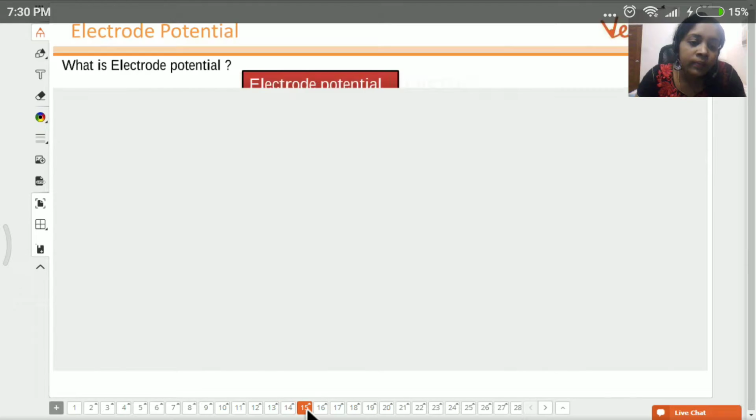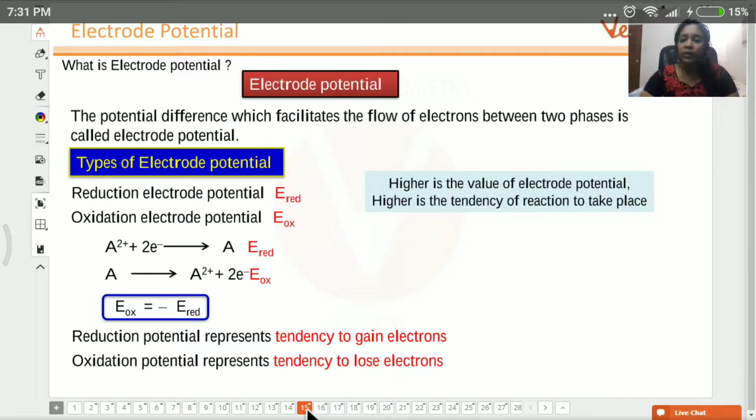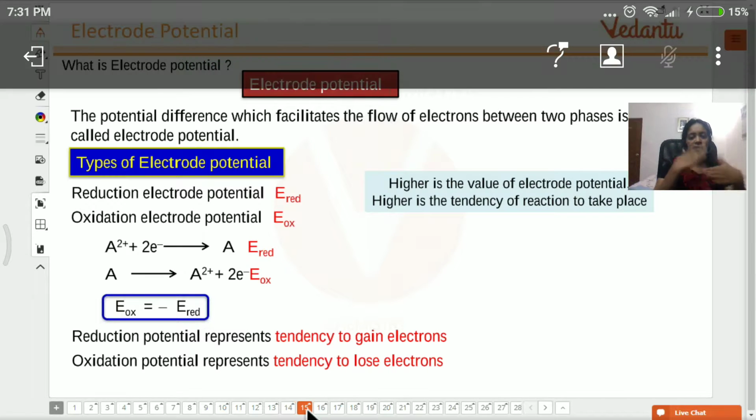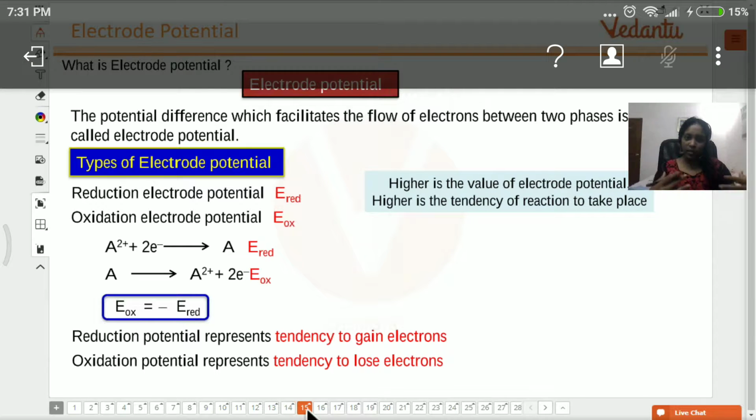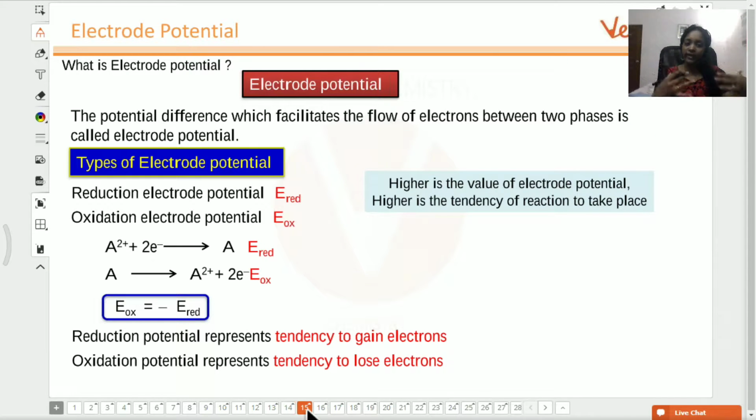Moving on to electrode potential. Electrode potential, as I told you, is basically the potential difference which is created between the electrode and the electrolyte. The potential difference between both is what generates this electrode potential. What is actually happening here? There's a flow of electrons, and that's what creates this potential difference. Now, potential difference or electrode potential is usually given by E.